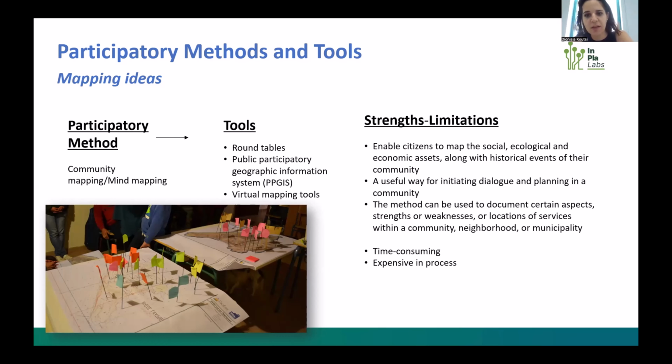The strength of this is that it's done in a fun way. It enables citizens to map the social, ecological, and economic aspects of their community. It's a useful way of initiating dialogue, especially when it comes to planning, because in most cases we need to understand how they interact with the space. And it's a method to document certain aspects of location services within a community, neighborhood, or municipality, so we can work at different levels.